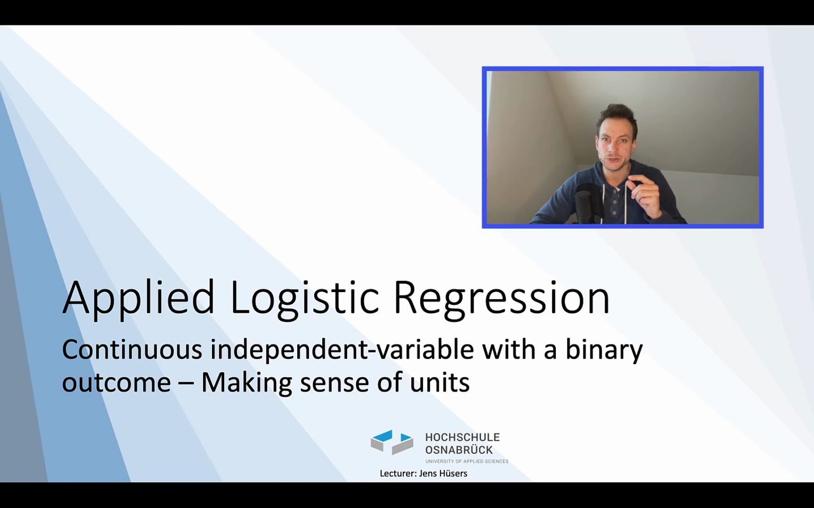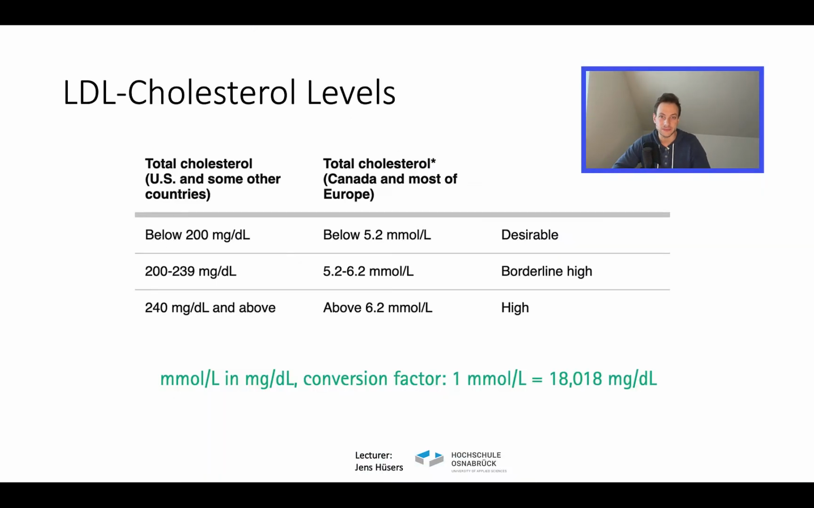For a 1 milligram per deciliter increase, the odds changed by the factor of 1.015. That was the odds ratio. But what does that actually mean? We want to make sense of continuous units. So it's hard sometimes for continuous variables. So let's have a look at the LDL scale itself.